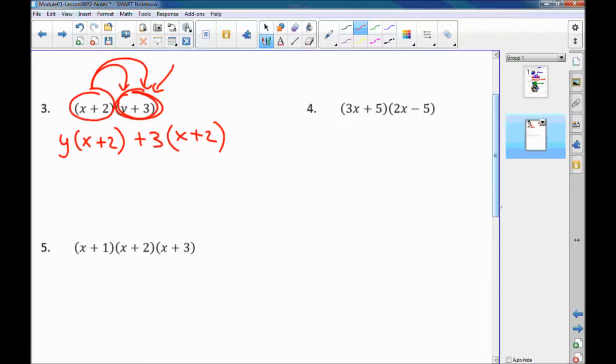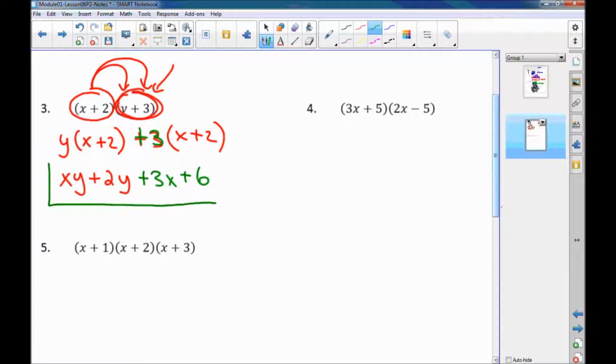Okay? All right, so we'll do the distributive property one more time here. X times y, or y times x, is xy, plus 2 times y. And then we start over here on the second part with the positive 3 being distributed to the x. Positive 3 times x is positive 3x, and positive 3 times positive 2 gives me positive 6. Now we would combine the like terms, but in this case there are no like terms, so we are done.